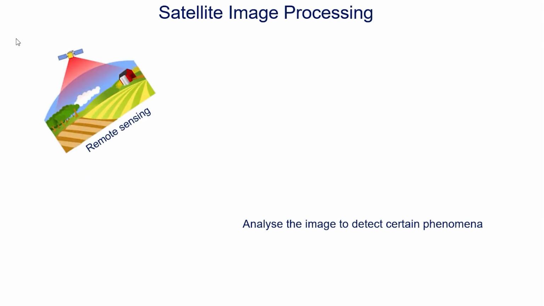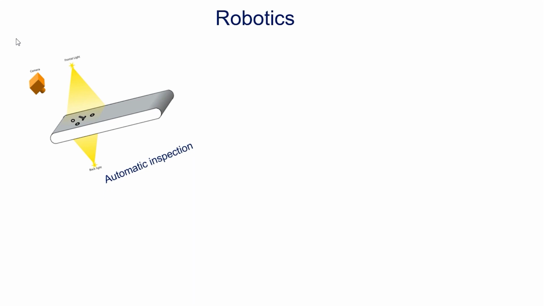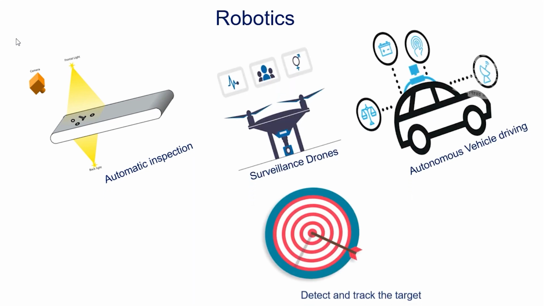Image processing is also used in satellite image processing to analyze images to detect certain phenomena in remote sensing, climate, geology and flood monitoring. In robotics, image processing is used in automatic inspection, surveillance drones, autonomous vehicle driving, and to detect and track targets.